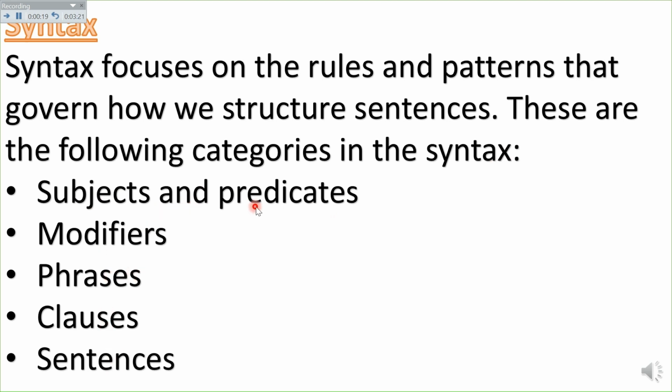Guys, if you are struggling in your writing, if you are struggling to make proper sentences, then this is the part you need to focus on: syntax. Each of these, modifiers, phrases, and clauses, has many different parts. So we will talk about them in detail in a different video.